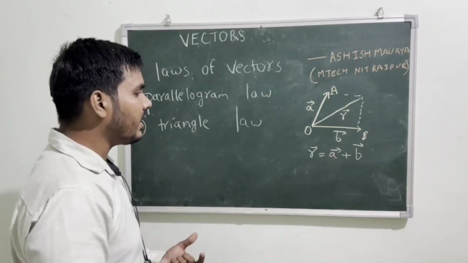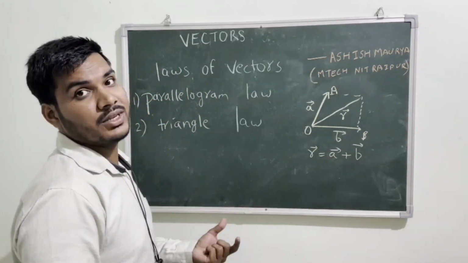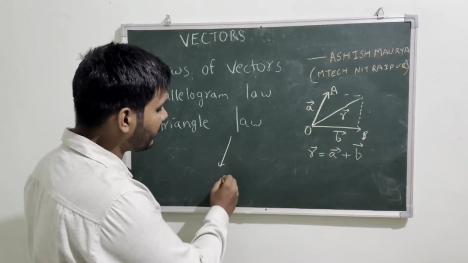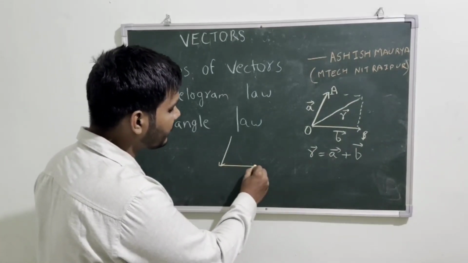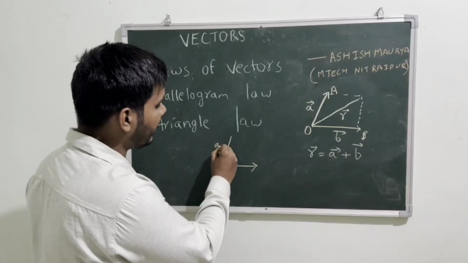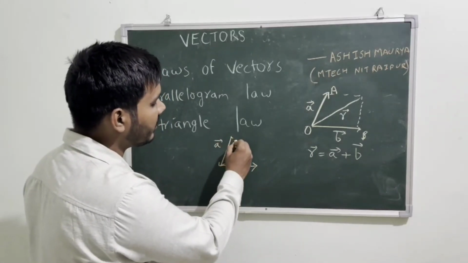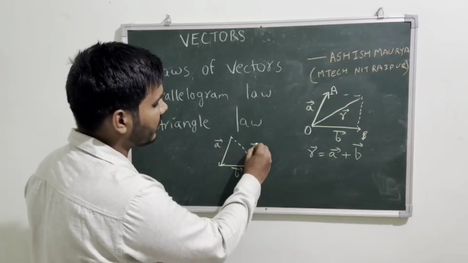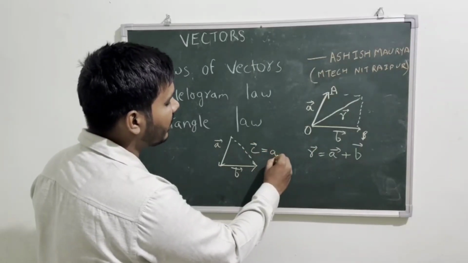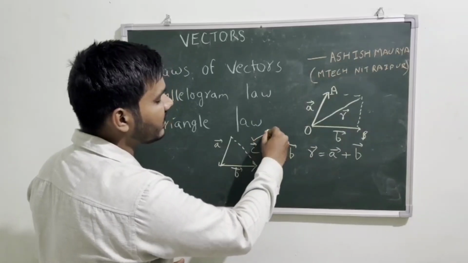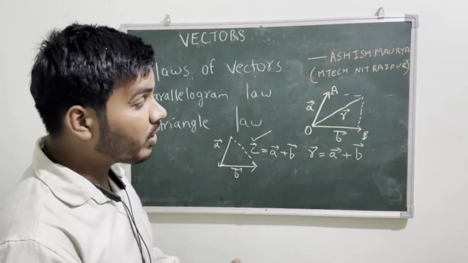Triangle law is basically like a head to tail connection. The head of the first coincides with the tail of the second. This is A vector, this is B vector, and the resultant will be another vector, that is C vector. And this C vector is generally represented by A vector plus B vector, and this C is the resultant vector. I have already said this.